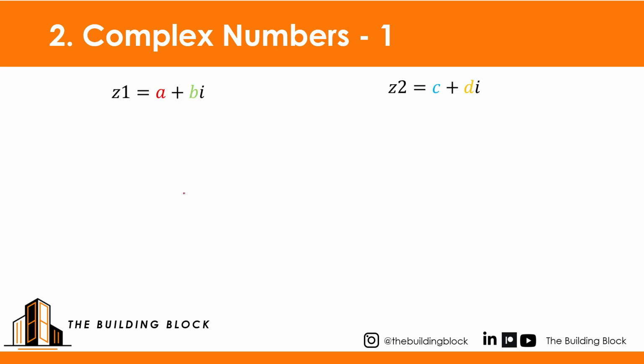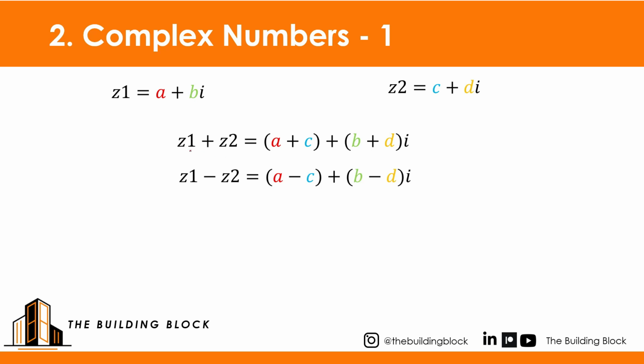Addition. If you have two complex numbers together, you simply add the real parts together and the imaginary parts together. You can see it here with color coding. This is very similar to adding vectors, something that we'll dive deeper into in future videos.